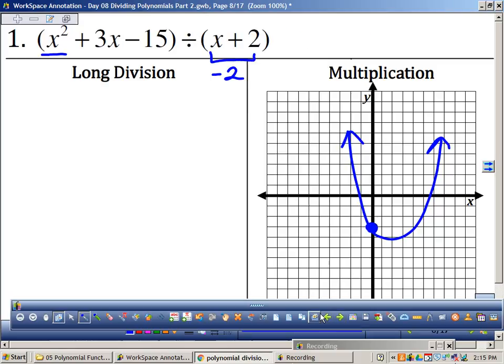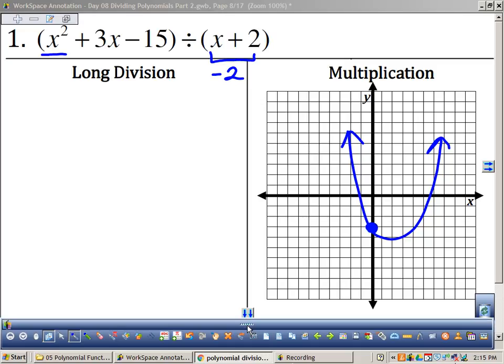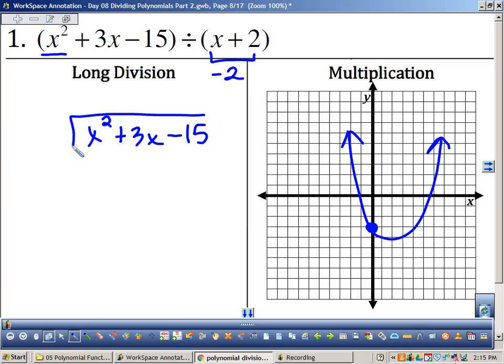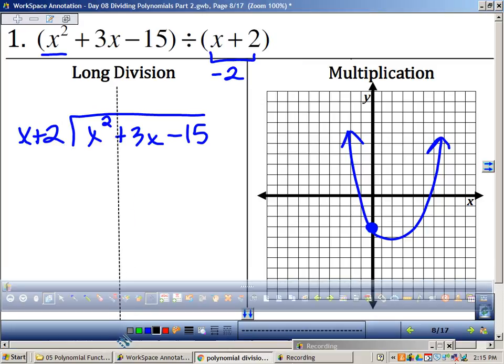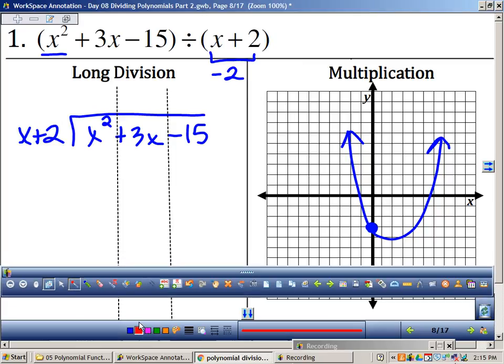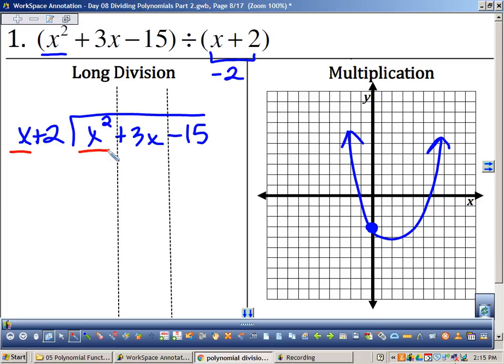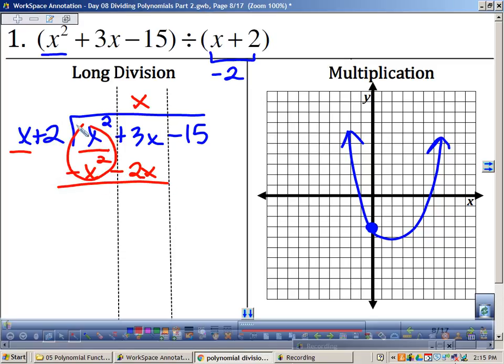All right, so let's try this. I'm going to finish it. So if I were to do it with long division, I would say x squared plus 3x minus 15 is going to be divided by x plus 2. Put my lines in. And I ask myself, x times what makes x squared? X. X times 2 is 2x. X times x is x squared. Draw my line, change the sign. Comes out to nothing. This becomes x. Brother, bring down. Negative 15.